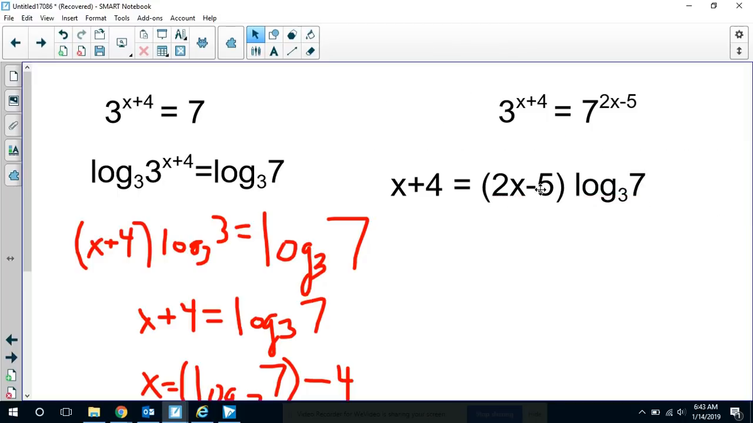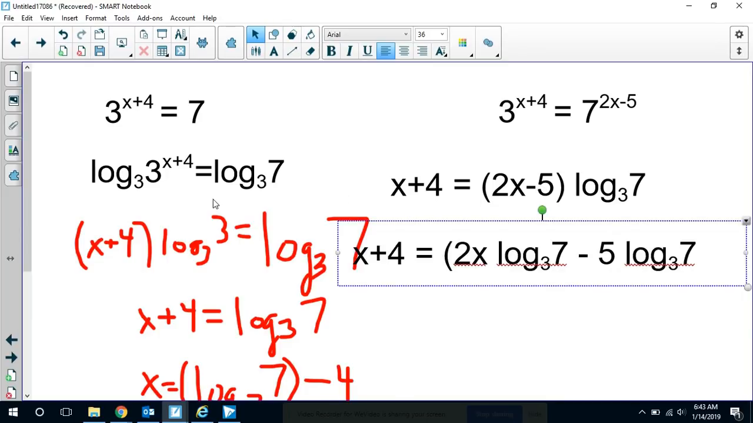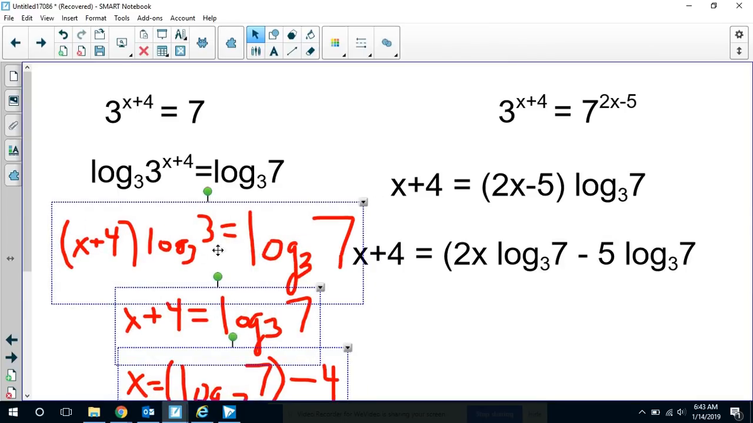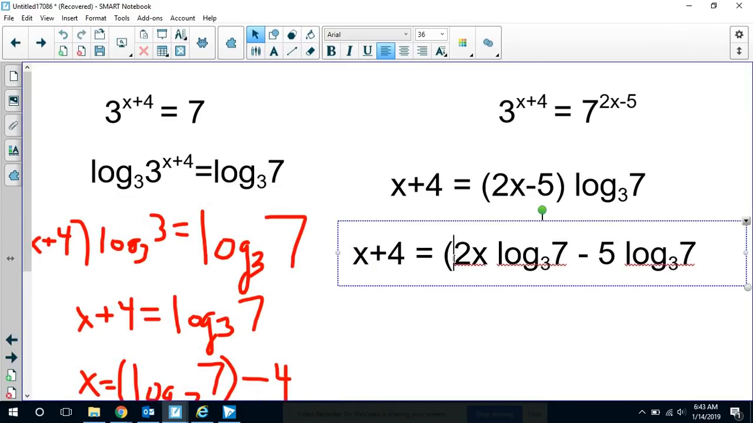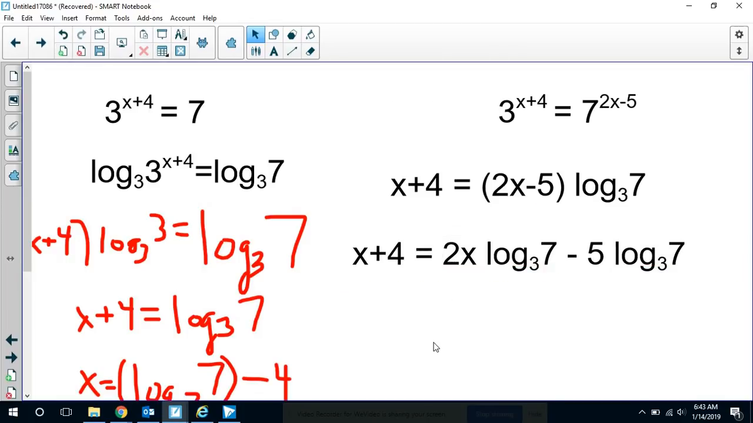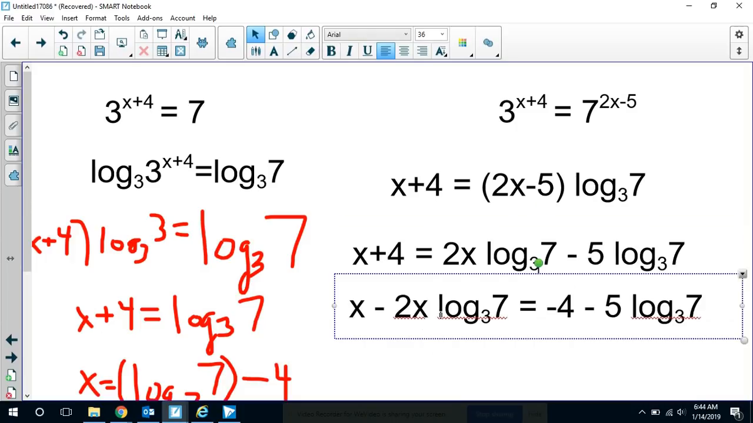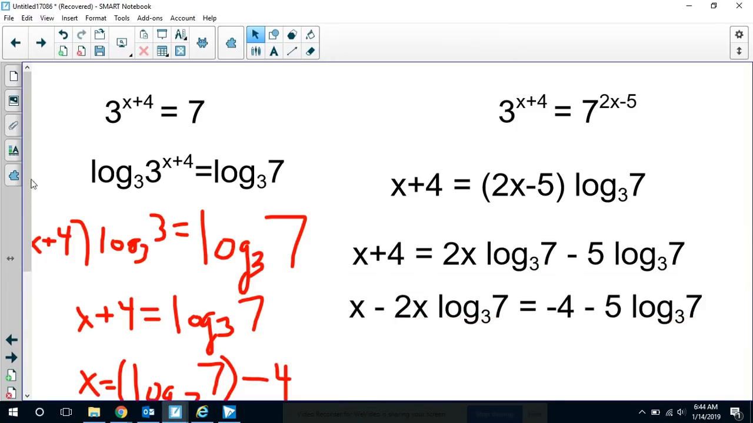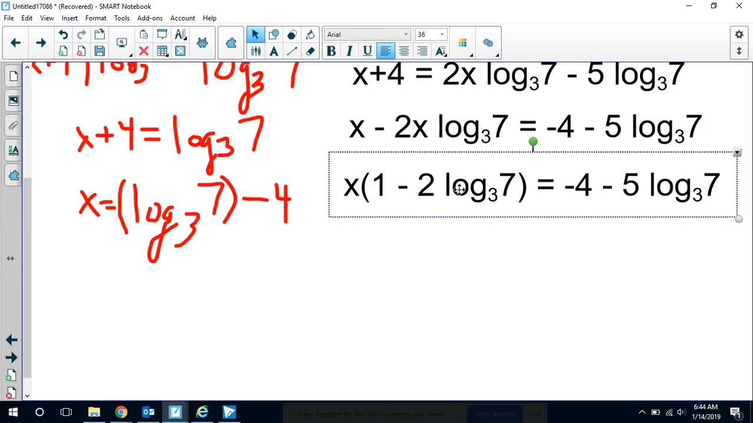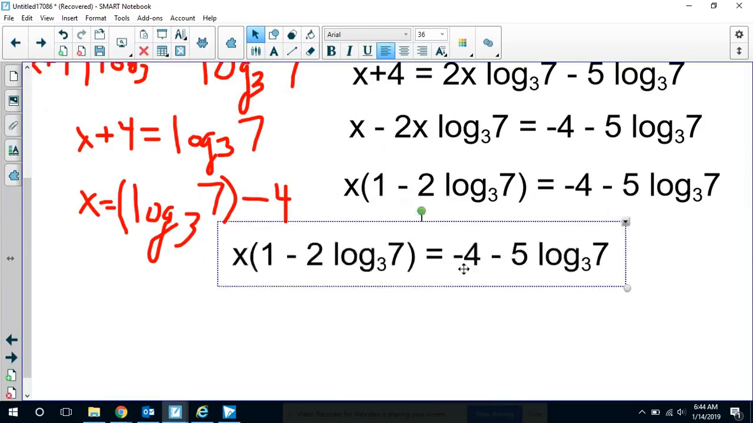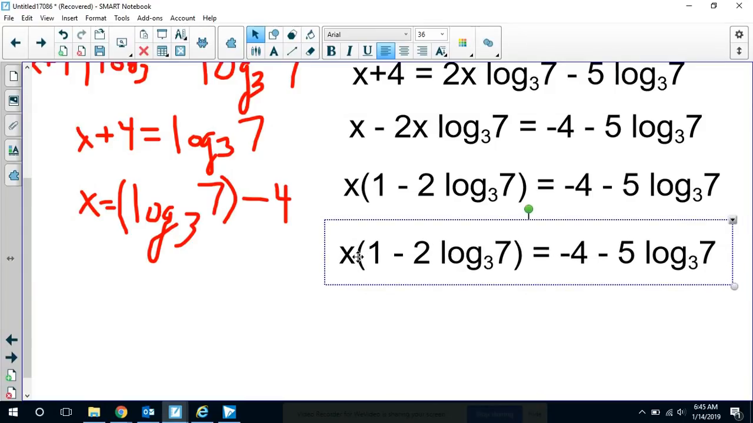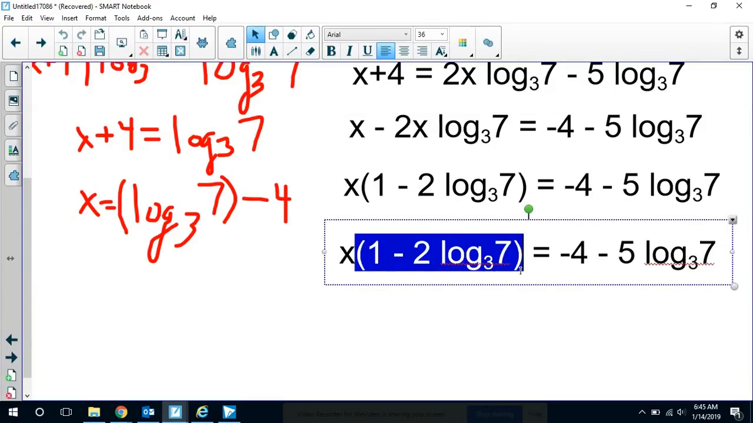So what I'm going to do then is I'm going to use the distributive property because I have to get all the x's on one side and all of the things that kind of look like numbers on the other side. So that's what happens to the right side there. Now I'm going to get all the x's on one side and all the numbers on the other side. Now I will factor out an x. Now all I have to do is divide both sides by 1 minus 2 log base 3 of 7.